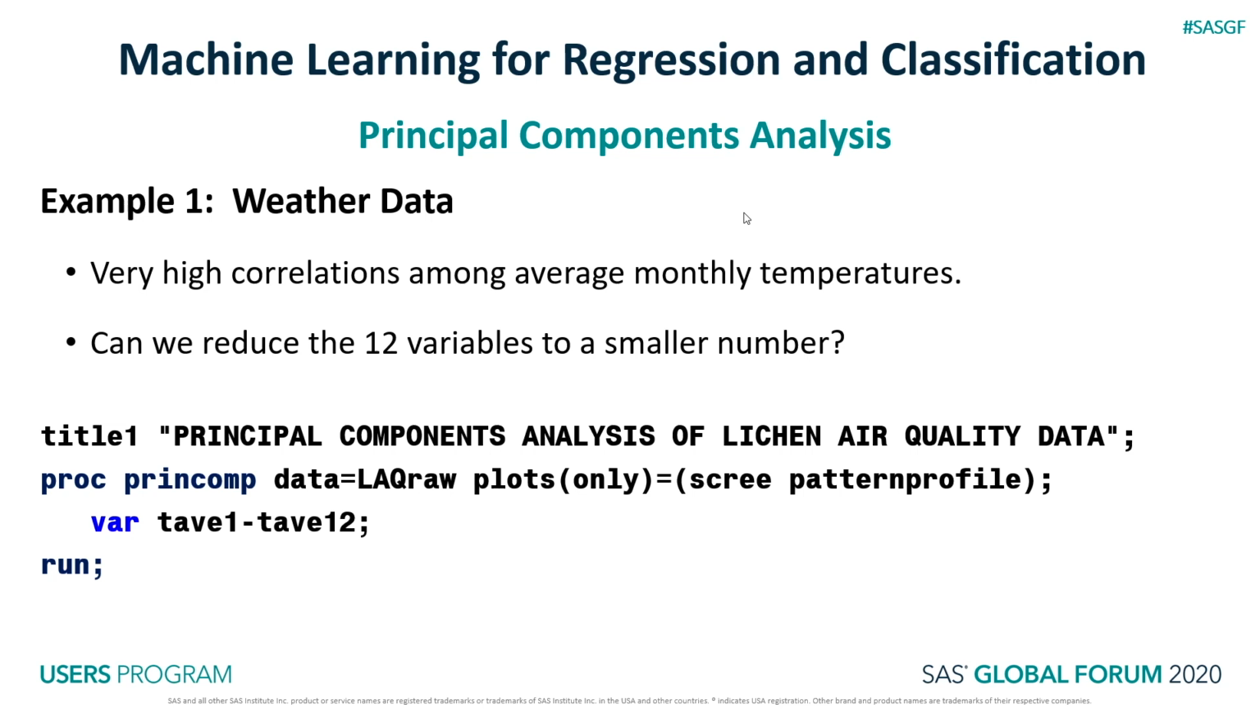So the question that we need to answer is, can we reduce these 12 variables to a smaller number? And so I carried out principal components analysis in SAS to do this. By default, PRINCOMP uses the correlation matrix. You can specify that it should use the covariance matrix, but in this example, I felt the correlation matrix was probably more appropriate. The variables that I've specified, TAV1 through TAV12, are the average temperature for January through the average temperature for December.